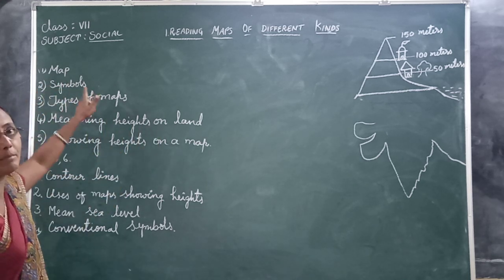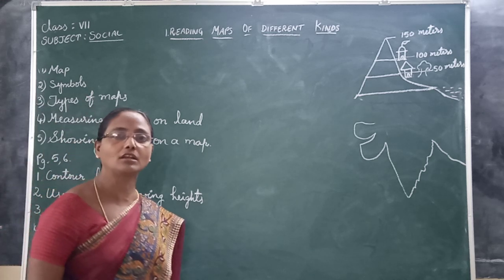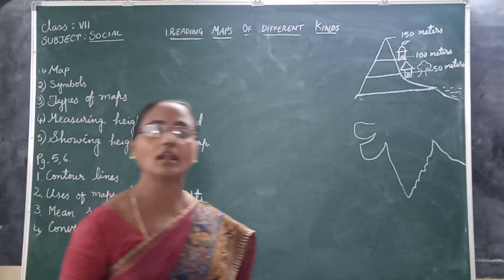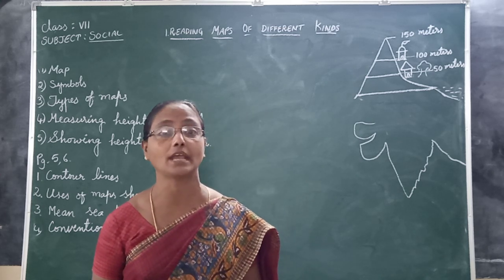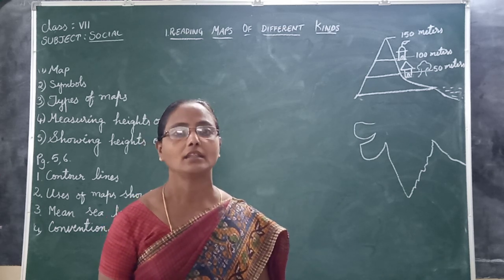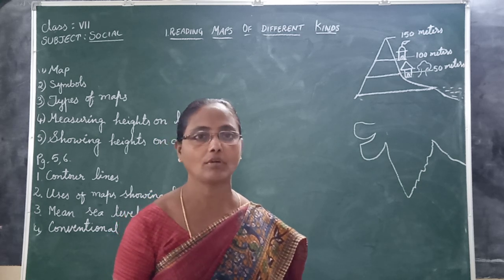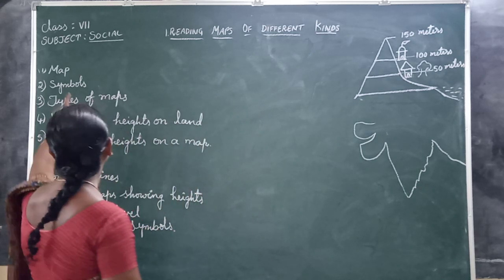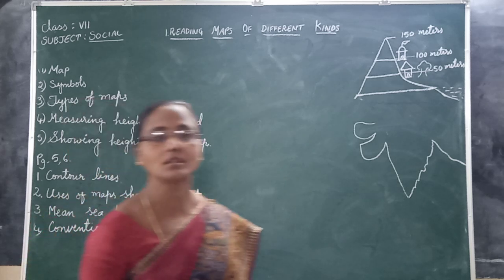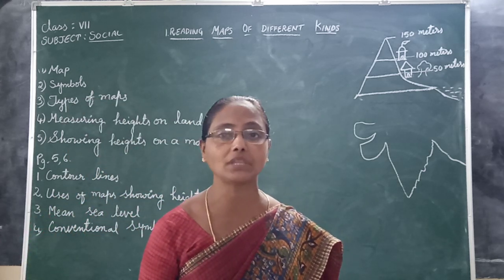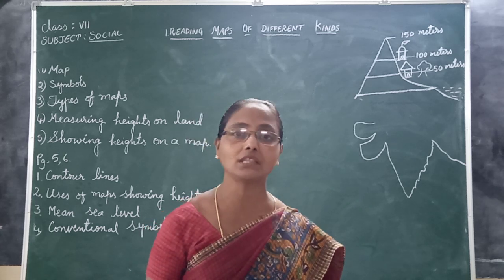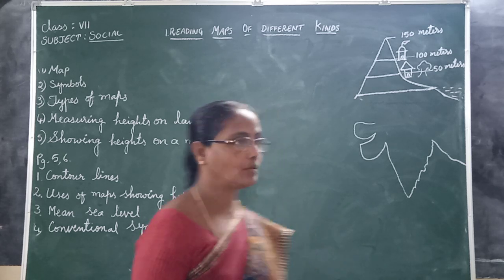Map. What is a map? A map is a representation or drawing of the total or a part of the earth's surface drawn on a flat surface according to a scale. This is called a map. Okay, understand? Next, symbols. Symbols means instead of the real pictures, we show some things on a map. These things are called symbols.